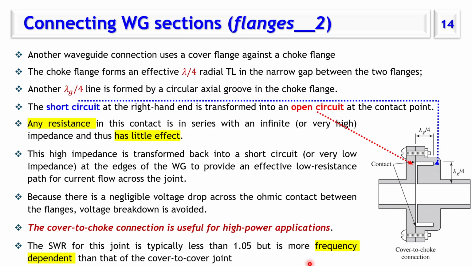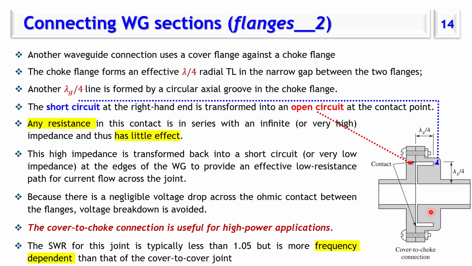Sometimes when we have high power, we can't risk having voids or any irregularity close to the interface because of breakdown. So there is a different type of flange, which is the choke flange. This part here is called the choke flange. Sometimes, to avoid any possibility of breakdown, we connect a cover flange to a choke flange.